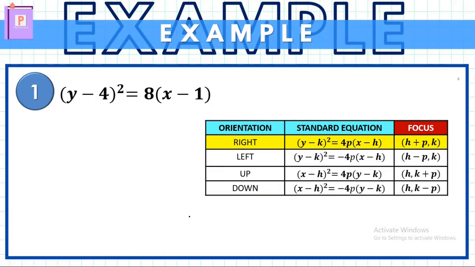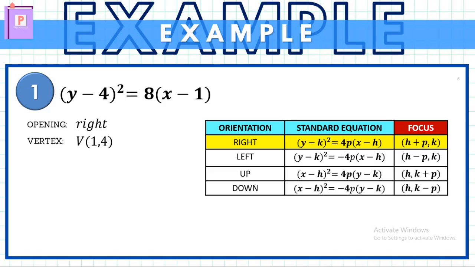Let's now have the first example. y minus 4 squared equals 8 times x minus 1. We'll be determining first the opening of this parabola, and this is a parabola that opens to the right. Therefore, what we're going to use is (h plus p, k). So the opening of this parabola is to the right. The vertex is identified as (1, 4).